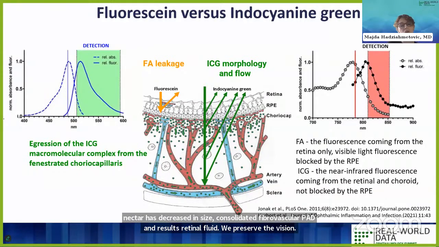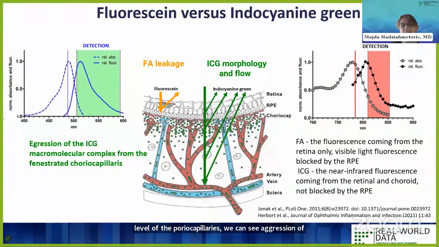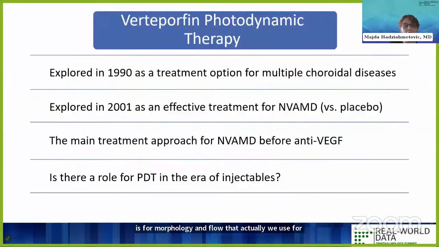I just want to remind you a little bit about the fluorescein and ICG differences. Fluorescein is only able to analyze the fluorescence coming from the retina, as the RPE blocks the signal, while in the case of ICG, we can analyze retinal and choroidal near-infrared fluorescence, which is not blocked by the RPE. At the level of the choriocapillaris, we can see leakage of the ICG from the fenestrated choriocapillaris, and thus FA assesses the retinal leakage, while the ICG is for morphology and flow that we use for targeted PDT.